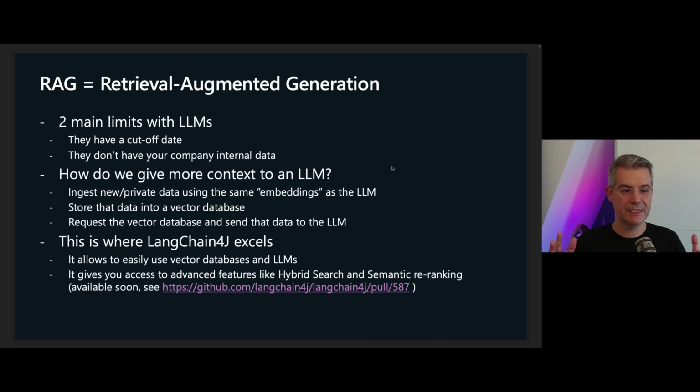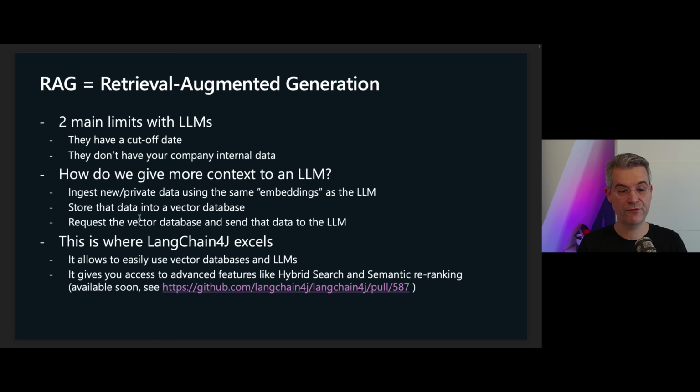Those are basically the same limits in the end. The LLMs are trained on some generic data, which might be a bit old. And your issue is that you want to give them more context. You want to give them more recent context, or you want to give them a private context. And for that, you probably need to use a vector database. So how do you give them more context? First of all, you ingest this new or private data using what we call embeddings. Then you store that data in a vector database, and then you request from the vector database the data you need, and you send that as a bigger context to the LLM.